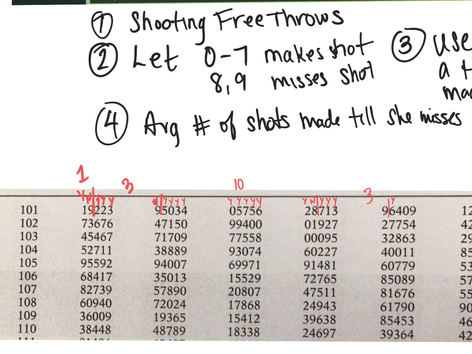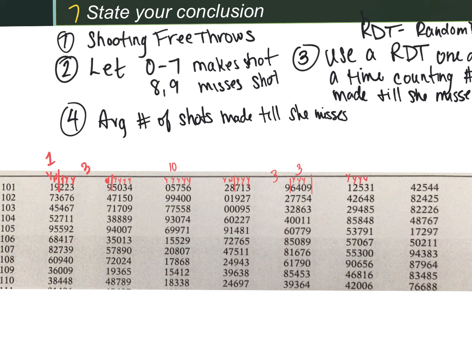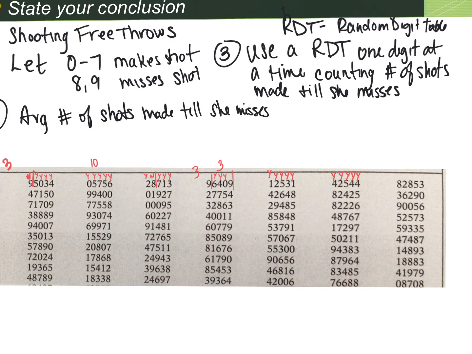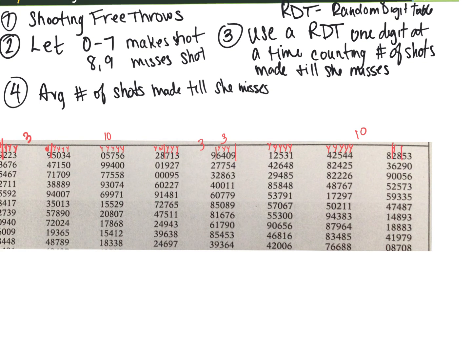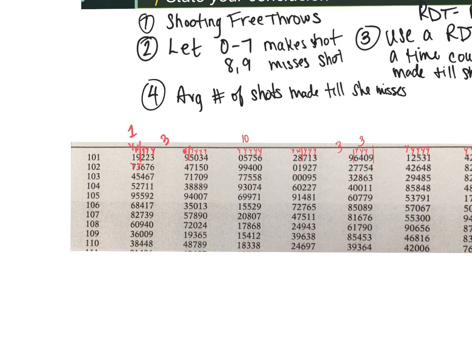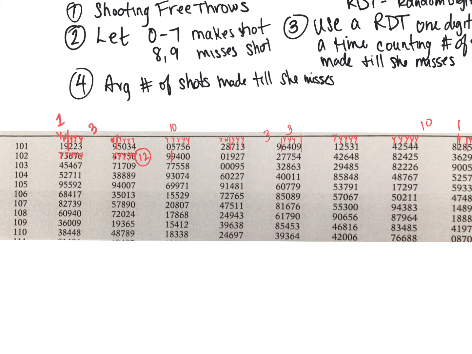Next trial. Yes, yes, yes, no. 3 again. Next one. Yes, yes, yes, yes, yes. Those are all yeses, right? Now what do I do? I go to the next line. So that was 10 again. Next. Made it, miss it. 1. Next one, yes, yes. Go to the next line. Yes, yes, yes, yes, yes. Missed it. How many was that? 12.